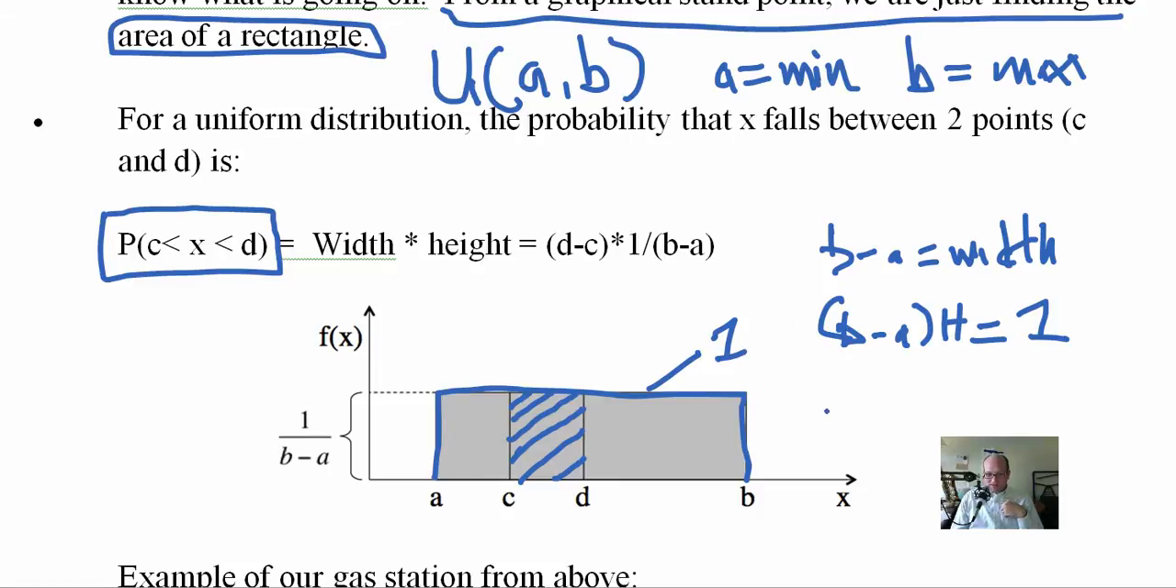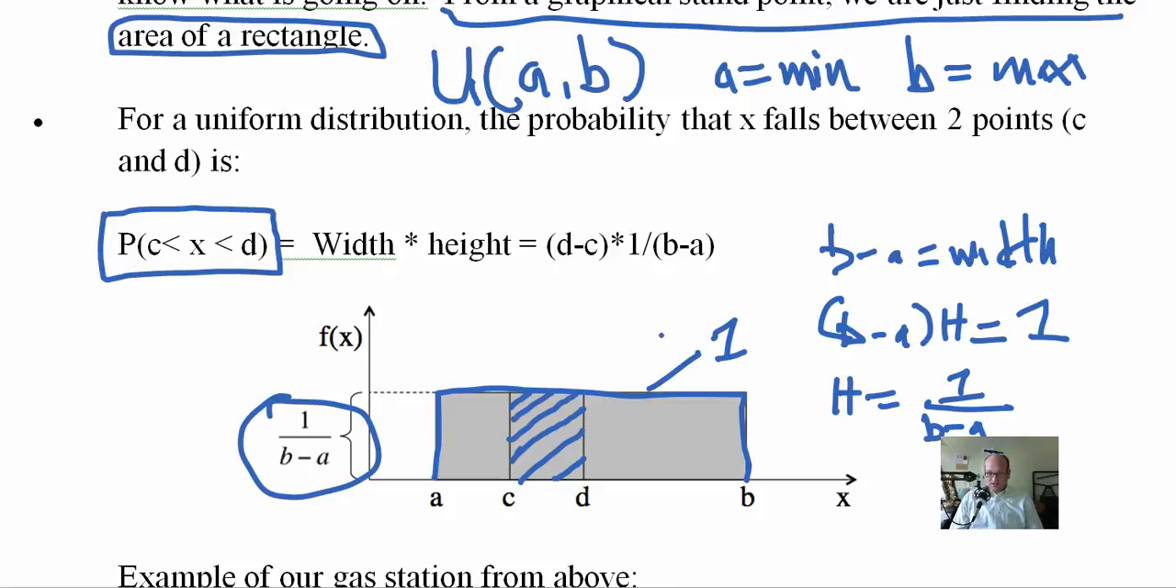If we think about that, then we can solve for this a little differently. The height just equals 1 over B minus A. I just did some math, right? I just moved B minus A over to the other side from the height. That's how we got this. So that's great. We could solve for this in that way.